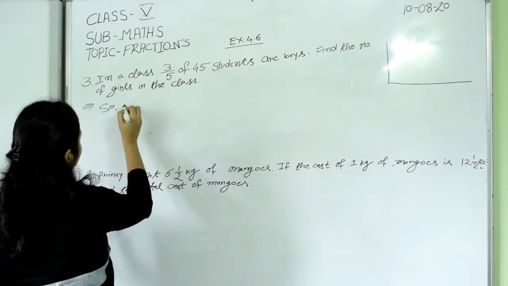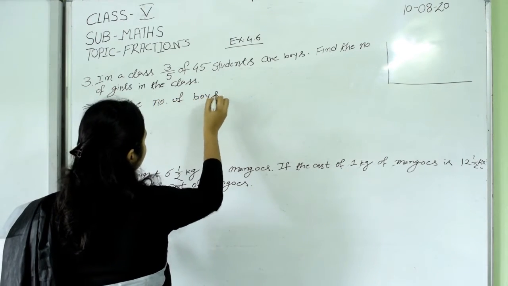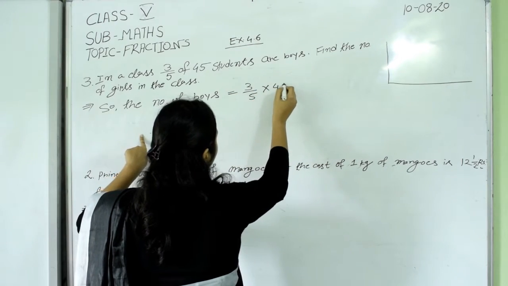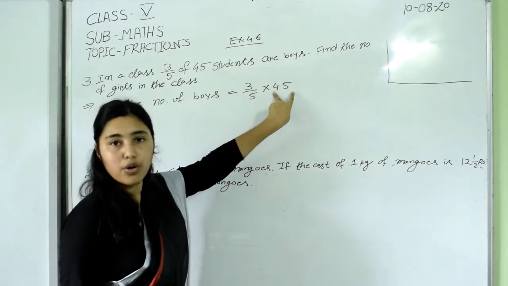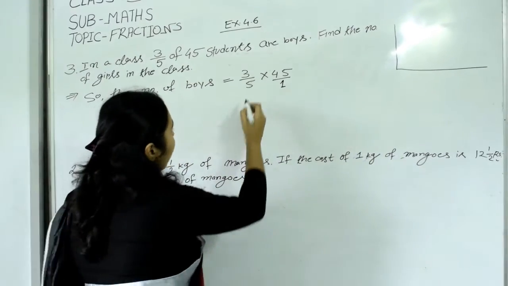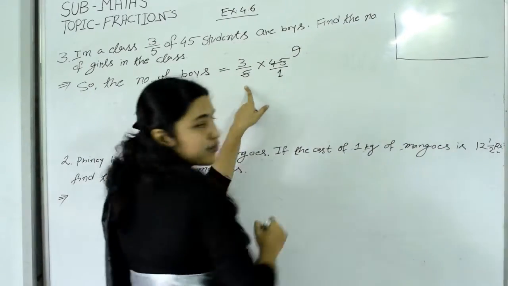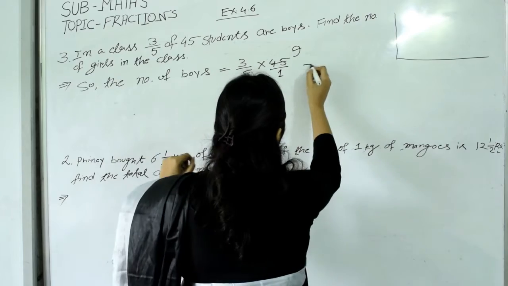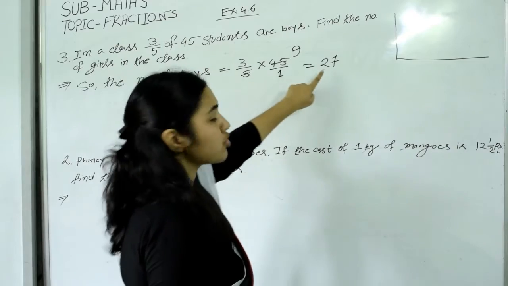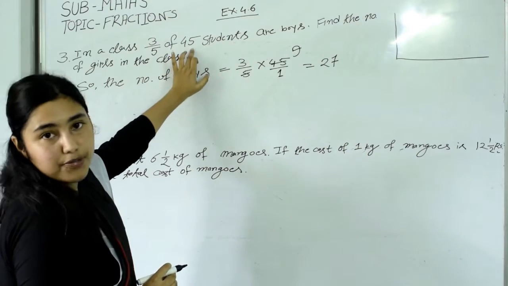So the number of boys in this class is 3 by 5 into 45. Now 45 is a whole number, right? So place here 1 in the denominator. Now divide 45 by 5. 5 nines are 45. Now 3 nines are 27. So the number of boys in this class is 27.